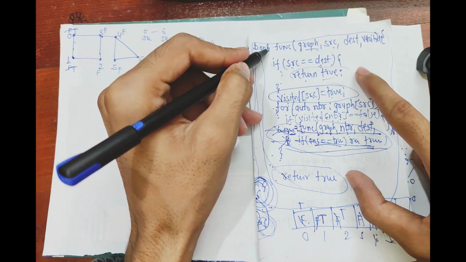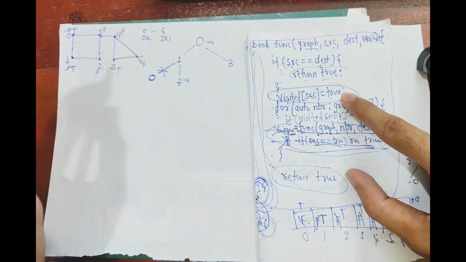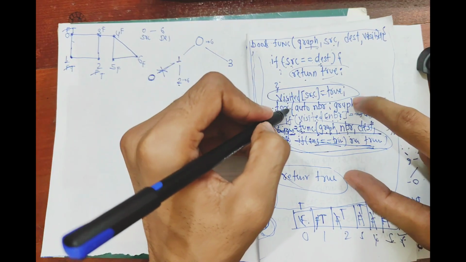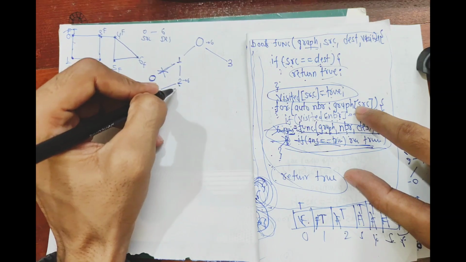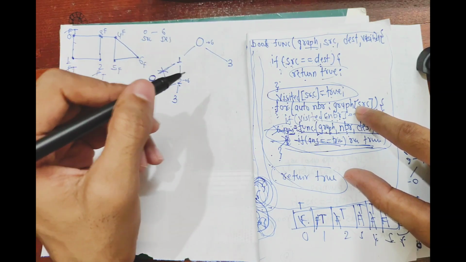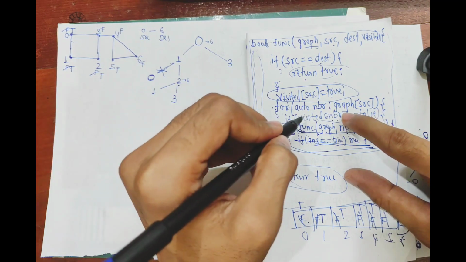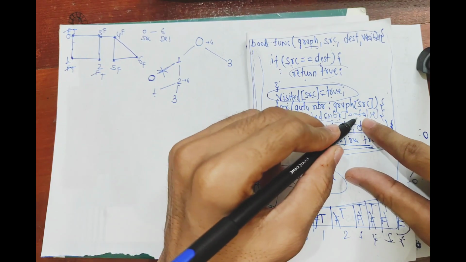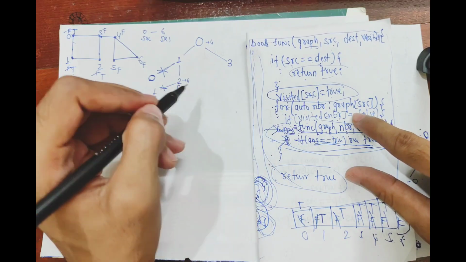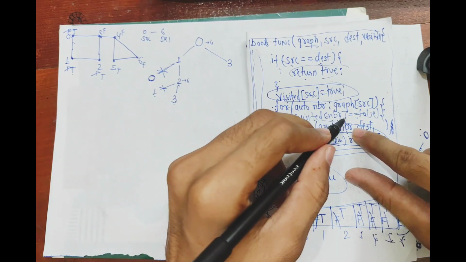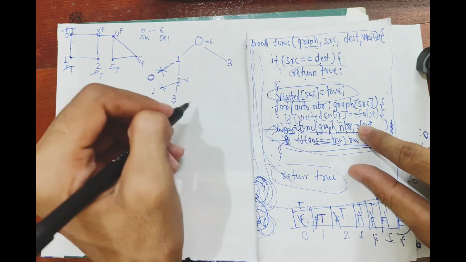Now we are at 2. 2 is not equal to 6. First of all we will mark 2 as true. Now we will check 2's neighbors. 2's neighbors are 1 and 3, so we will start with 1, right? 1 is not false, so we will not go in this path. Now we came into the second neighbor, that is 3. So 3 is false, so we will do a recursive call making 3 the source node.